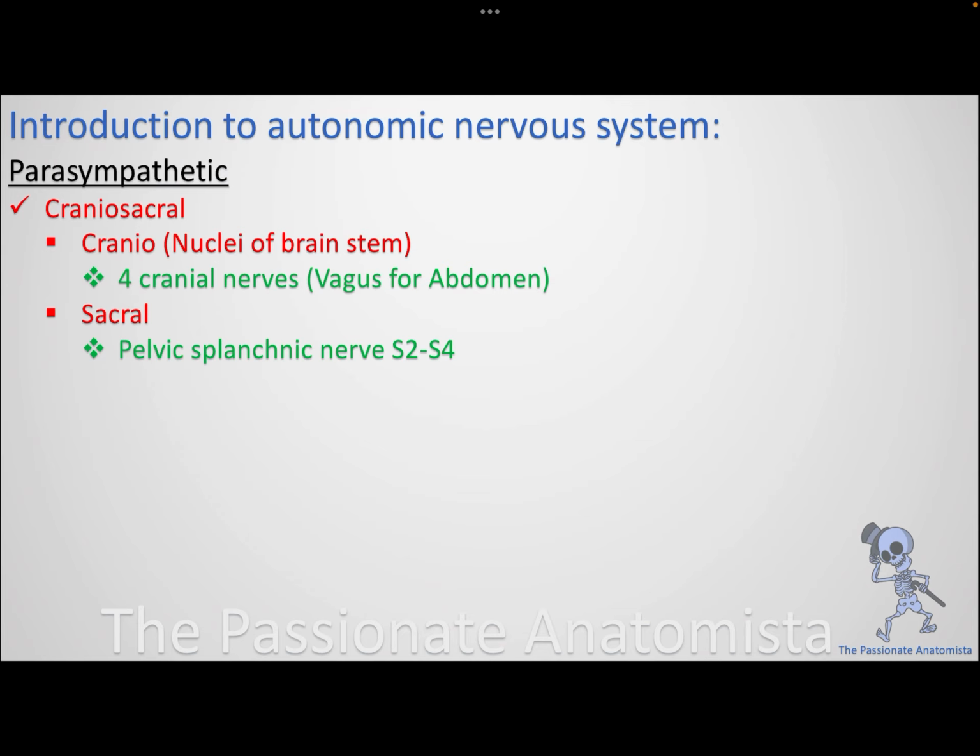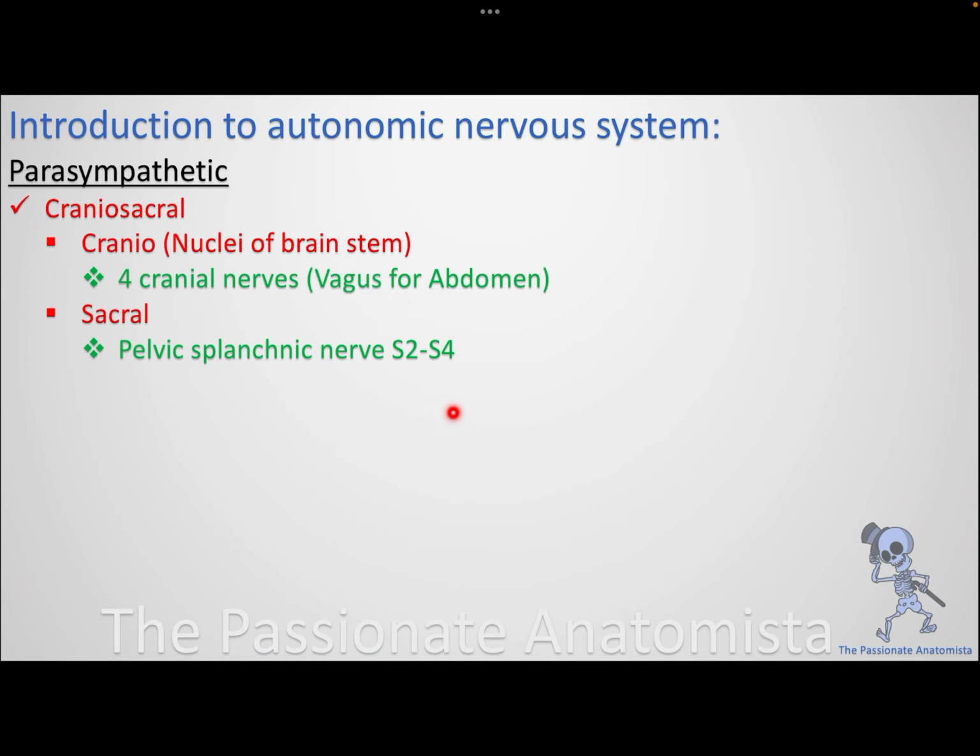Now, regarding the parasympathetic innervation, you guys know that the origin of the parasympathetic innervation of our bodies comes from the craniosacral region. We have 4 cranial nerves that take care of the parasympathetic innervation. Their nuclei lie in the brainstem. And for the abdomen, the only one that concerns us is the vagus nerve. However, the rest of the parasympathetic innervation of our body, which is basically down in the hindgut and in the pelvic region, comes from the pelvic splanchnic nerves.